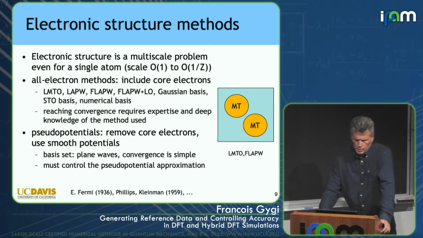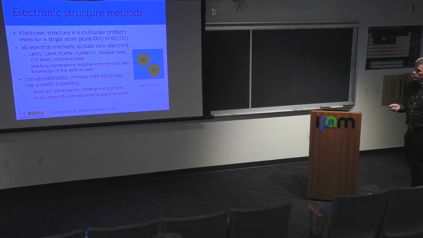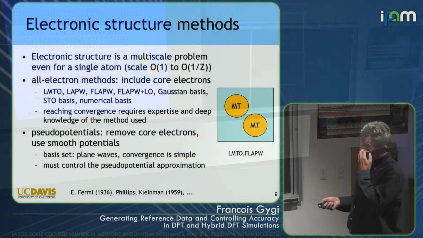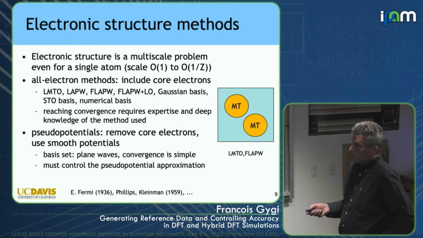So there are well-developed all-electron methods for that, and I list a few here. The linearized muffin-tin orbital method, linearized augmented plane wave method, full potential linearized augmented plane wave method, same method with additional local orbitals. So they get increasingly complex. Gaussian basis sets that are popular in chemistry, Slater-type orbitals, or just numerical bases.